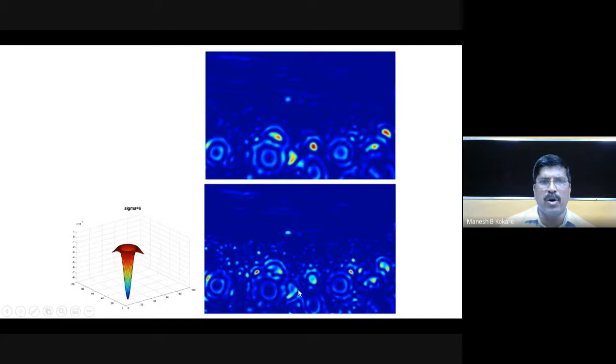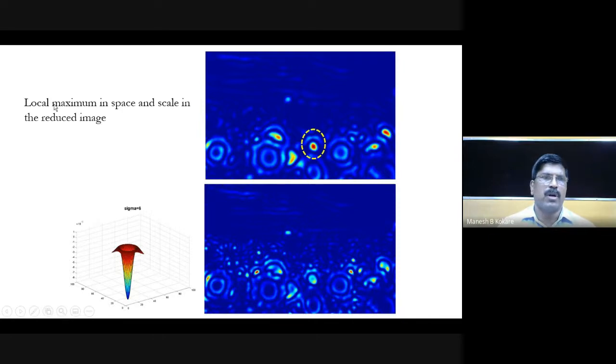As scale goes on increasing, again it will detect the large size objects, whereas small size objects are detected faintly or they are not detected and so on. It means at multiple scales you are going to detect multiple objects, and when you combine all those things together, you are going to detect all those objects which are present in the image, right? So local maximum in space and scale is okay in the reduced image and so on.